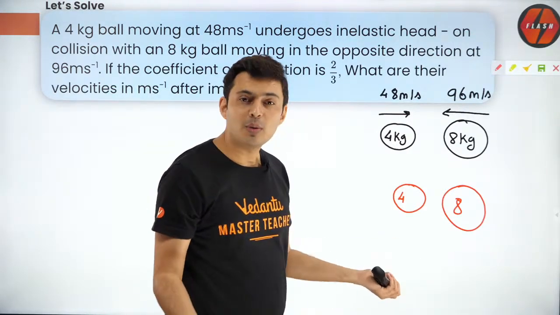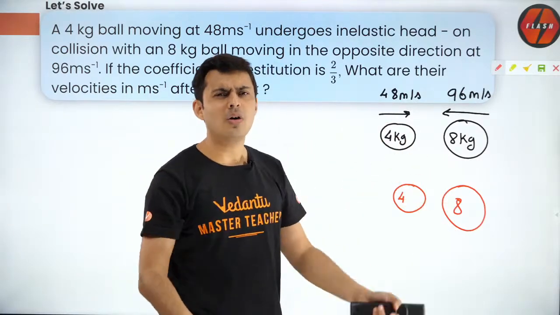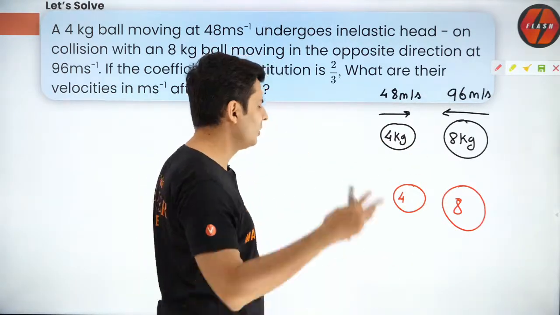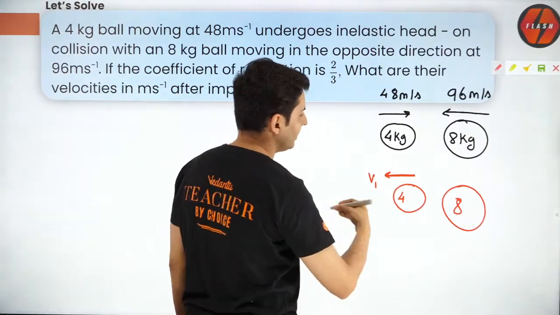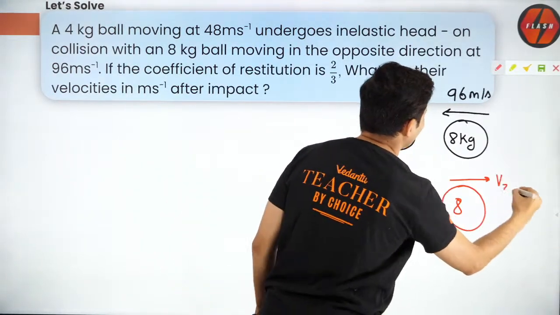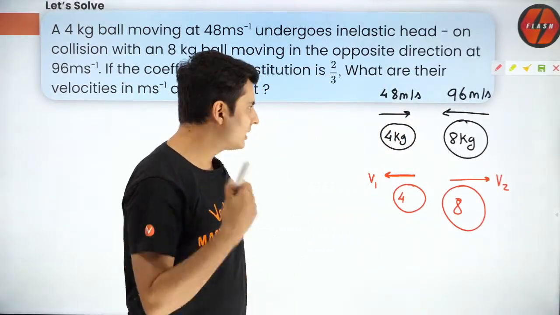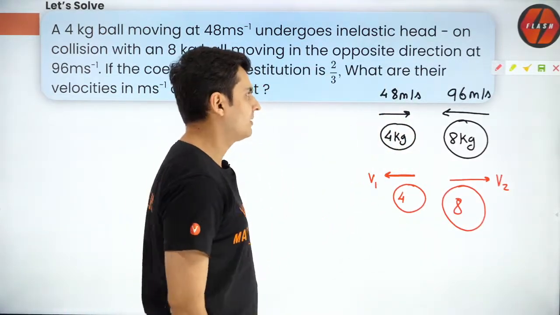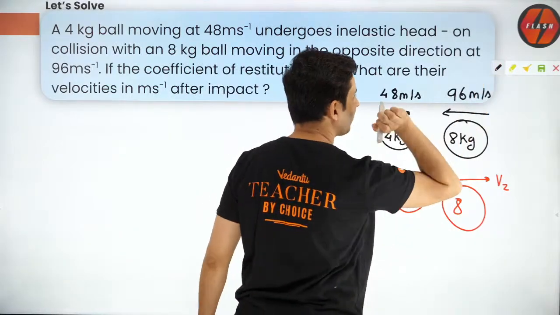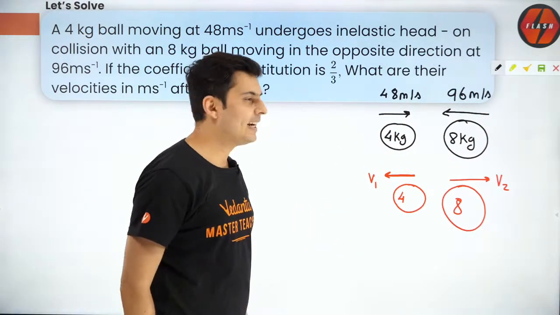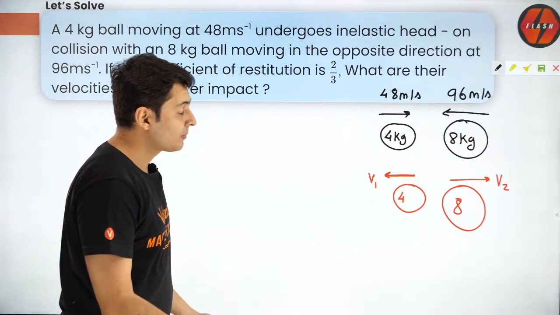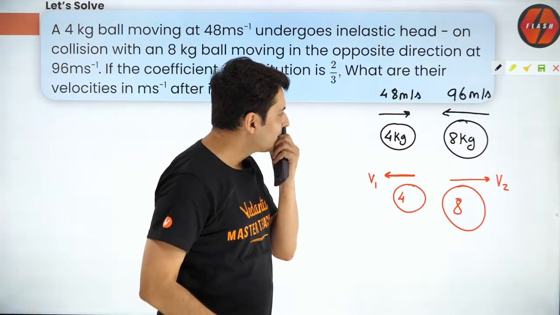Alright, so what should you do? Assume. If you're wrong, automatically your answer will be negative. Don't worry about it. Don't break your head. So assume V1 is here. Assume V2 is there. What's the harm? Just follow the conventions. That's it. Now, here is the first equation that you will write. What is the first equation you will write, guys? Momentum equation.